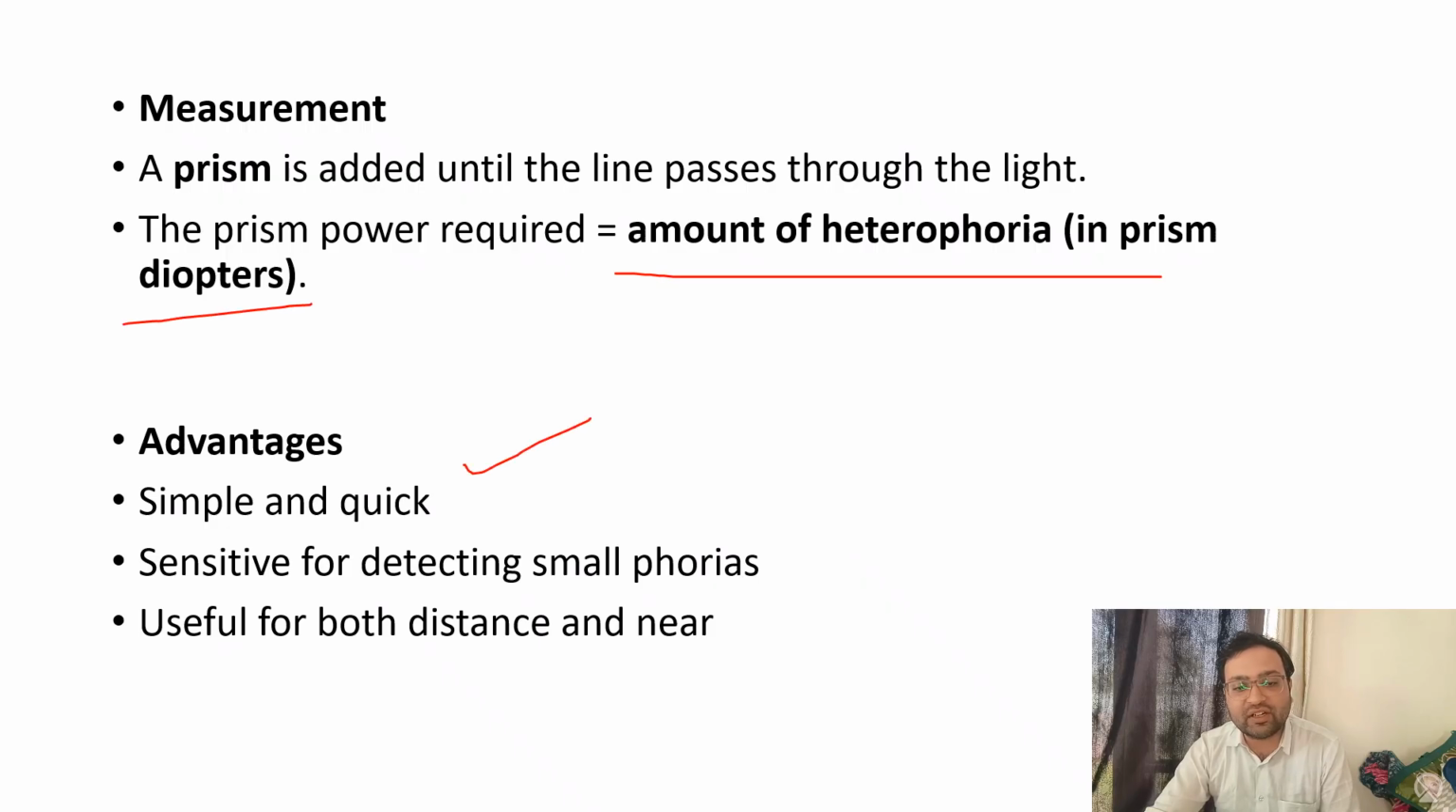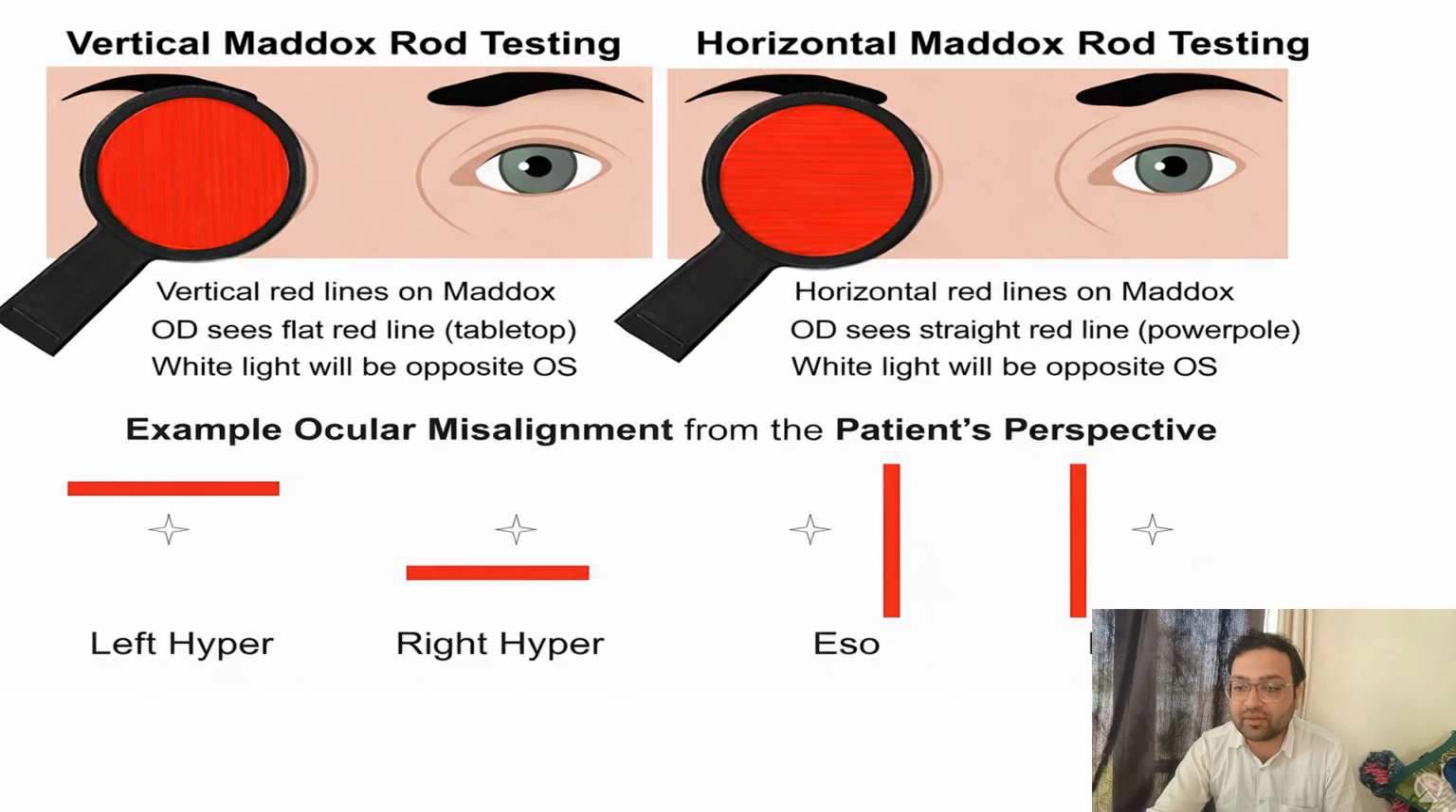So what are the advantages? It is simple and quick, it is sensitive for detecting small phorias, and it is useful for both distance and near. Now in this particular diagram, first of all, we will see the right side image. In this case, the horizontal red lines can be seen on the Maddox rod. So if the lines are horizontal, when we project a point of light, it will get converted into a vertical beam of light.